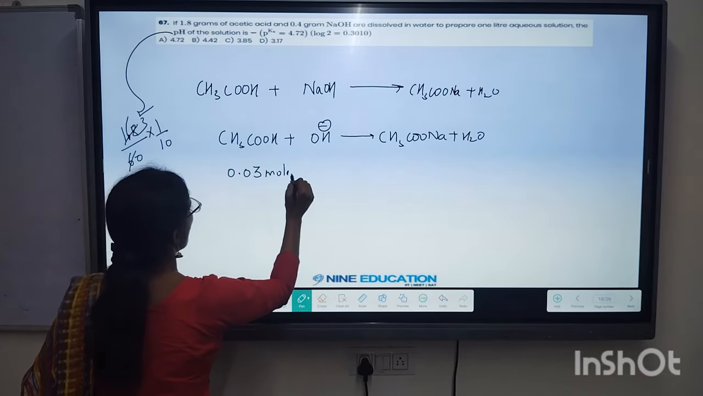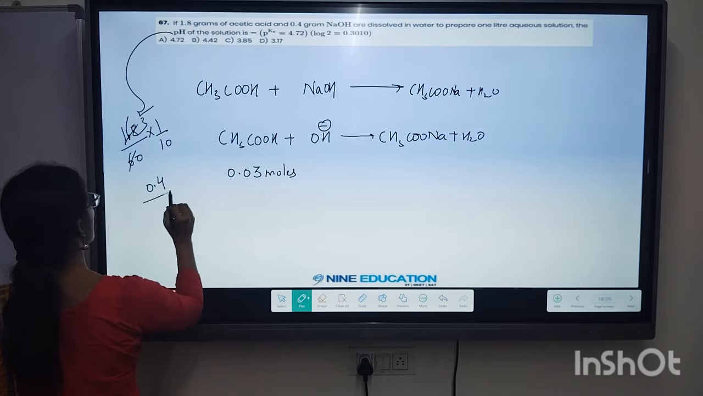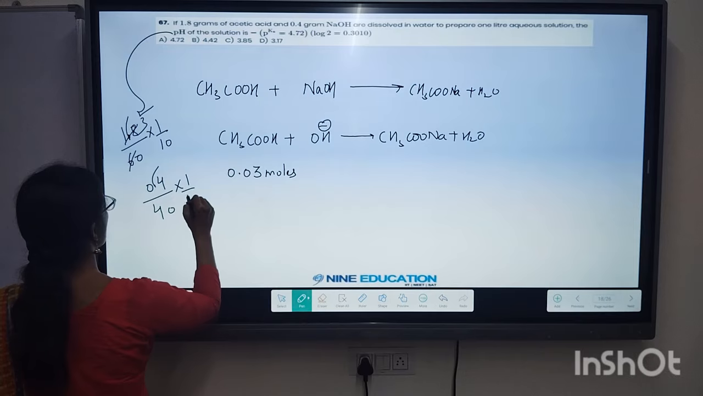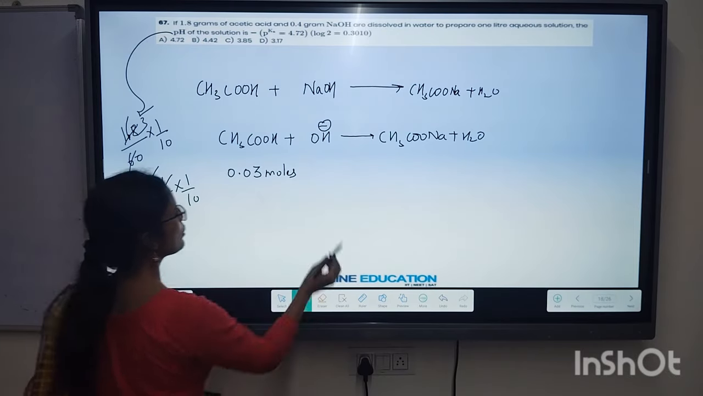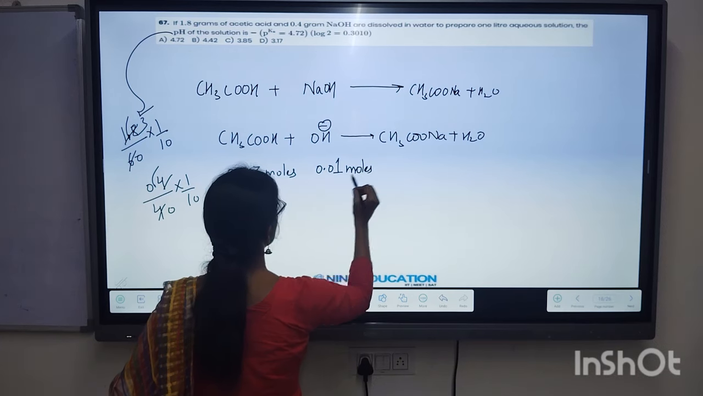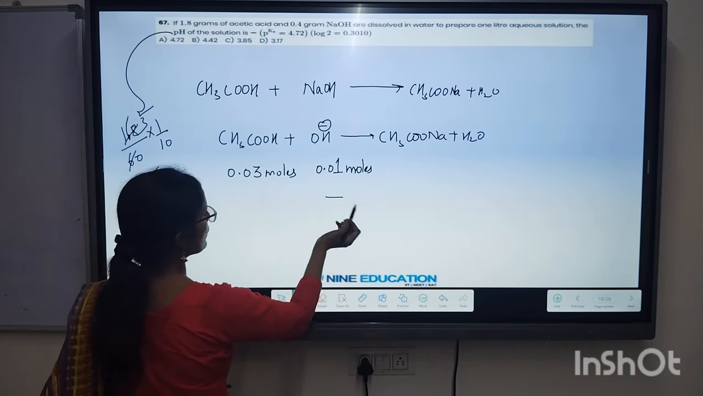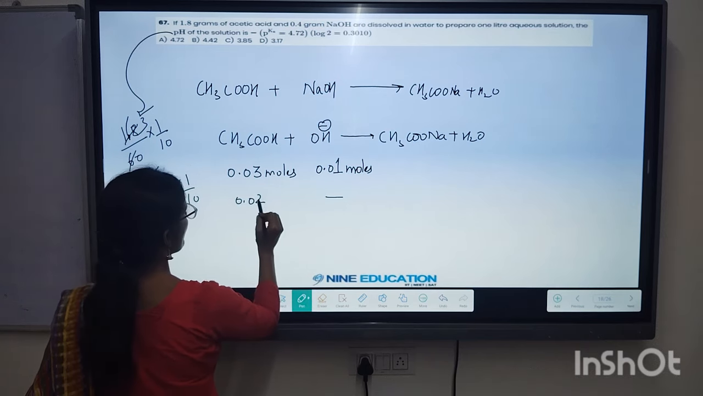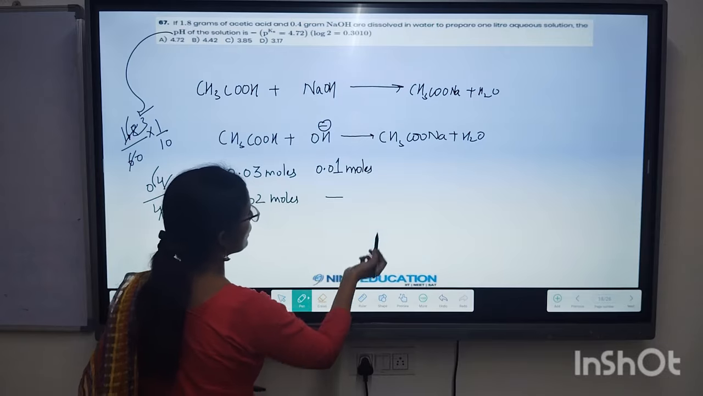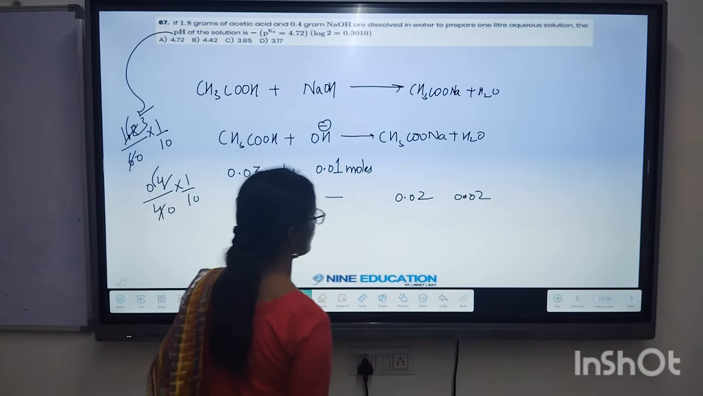0.03 moles, and next we are having OH minus from NaOH, 0.4 with molar mass 40, so it will be coming 0.01, so 0.01 moles are there. Now when this reaction happens, CH3COOH plus OH minus will be consumed. How much will be left? 0.02 moles will be left. Here 0.02 and here also 0.02 will be there.